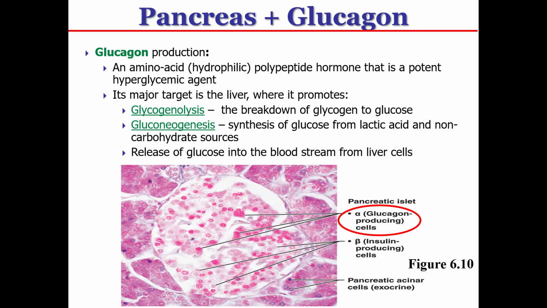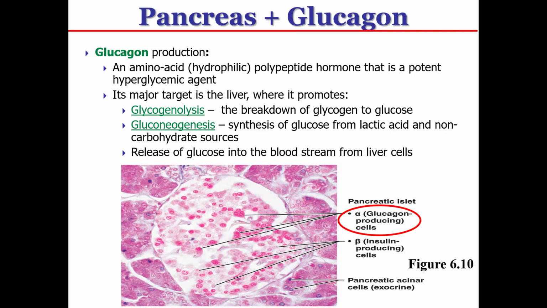So here on histology, this is back in chapter 6, figure 10, glucagon production. This is an amino acid polypeptide hormone, and it is going to raise glucose levels. So it's a hyperglycemic agent, unlike insulin, which is a hypoglycemic agent. It's going to lower blood glucose levels.